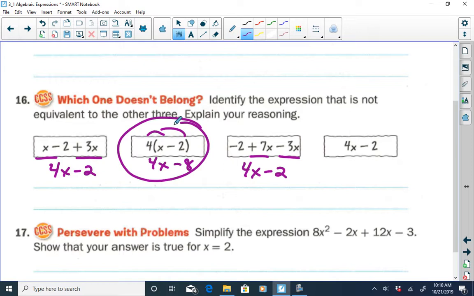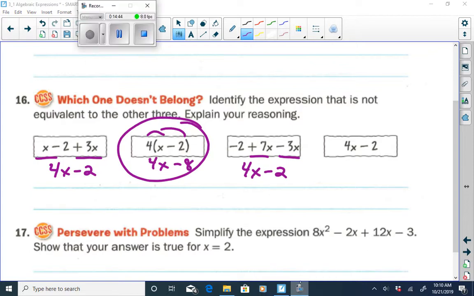So what's the key? The key takeaways here: be able to identify like terms. Like terms are the same variable to the same power, or like terms can be constants. Constants are terms without the variables. Second, when we simplify algebraic expressions, we combine the like terms, combine the constants, but we write the expression with no parentheses and no like terms. Hope that was helpful.